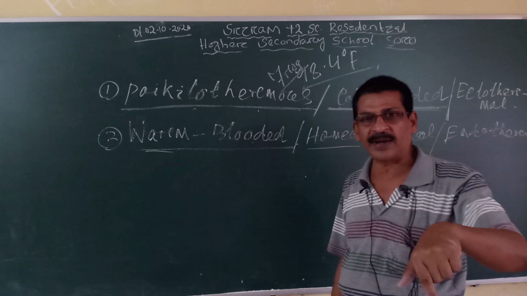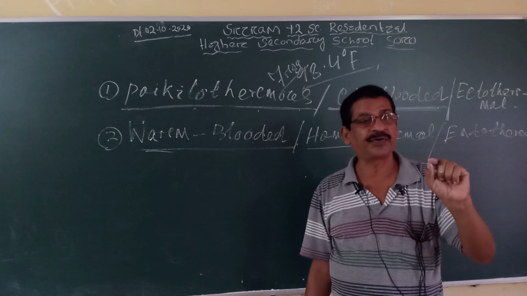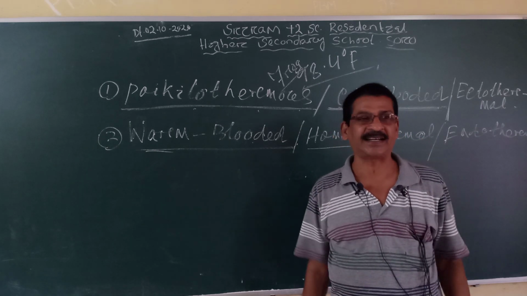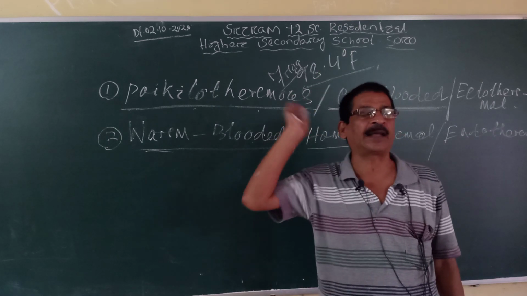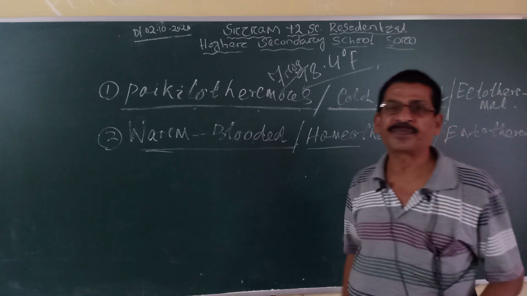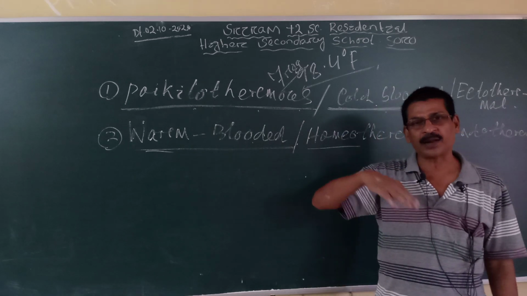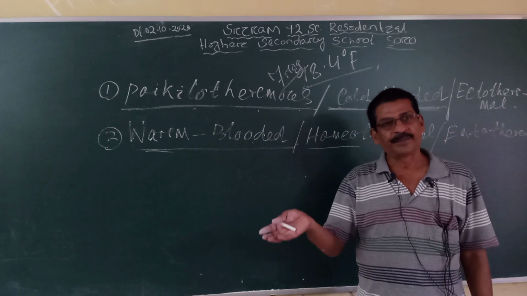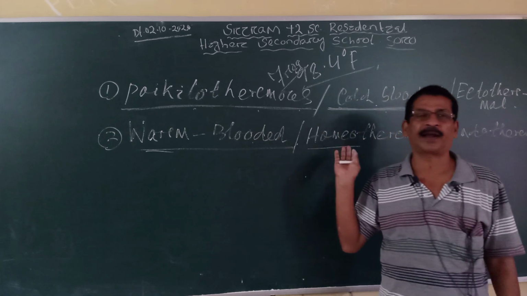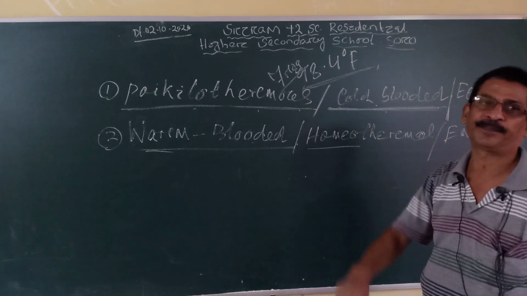What do we call warm blooded animals? Those animals whose body temperature remains constant against the changing environmental temperature. Even if the environmental temperature changes, rising in summer and falling in winter, the body temperature of a warm blooded animal remains constant, 98.4 degrees in man.